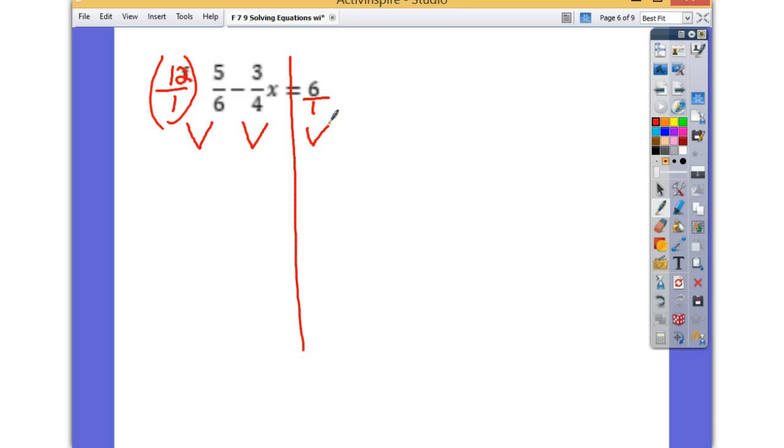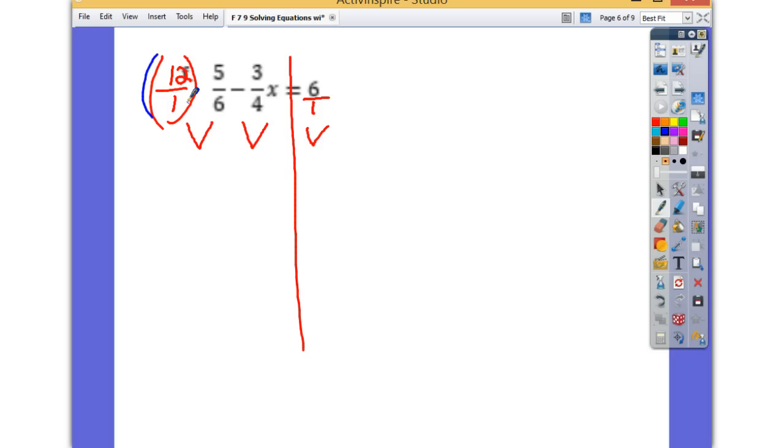Hold up your answer on your boards. Now your answers have to be in fraction form. Leave them as improper fractions. Don't turn them into decimals. We're doing fractions today. So what is 12 over 1 times 5 over 6? What do I get when I multiply these two?